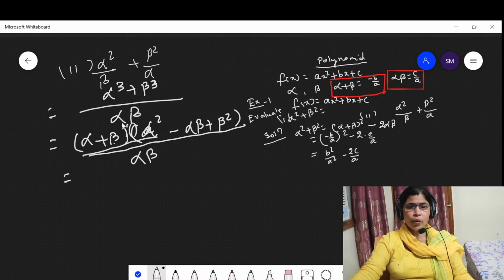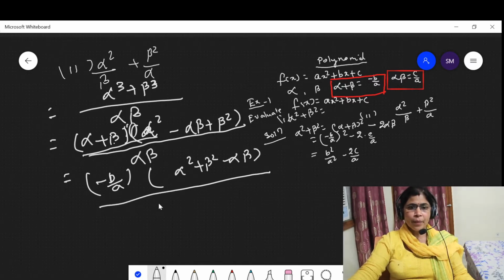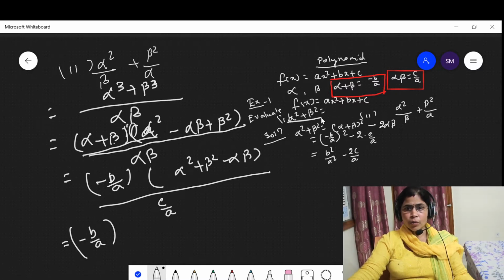Then, as you know, alpha plus beta is minus b upon a, into, in place of alpha square plus beta square, keep it here, alpha square plus beta square minus alpha beta, upon, in place of alpha beta we can write c upon a. Then this is minus b upon a into, from the last question 1 you get alpha square plus beta square is b square upon a square minus 2c upon a.